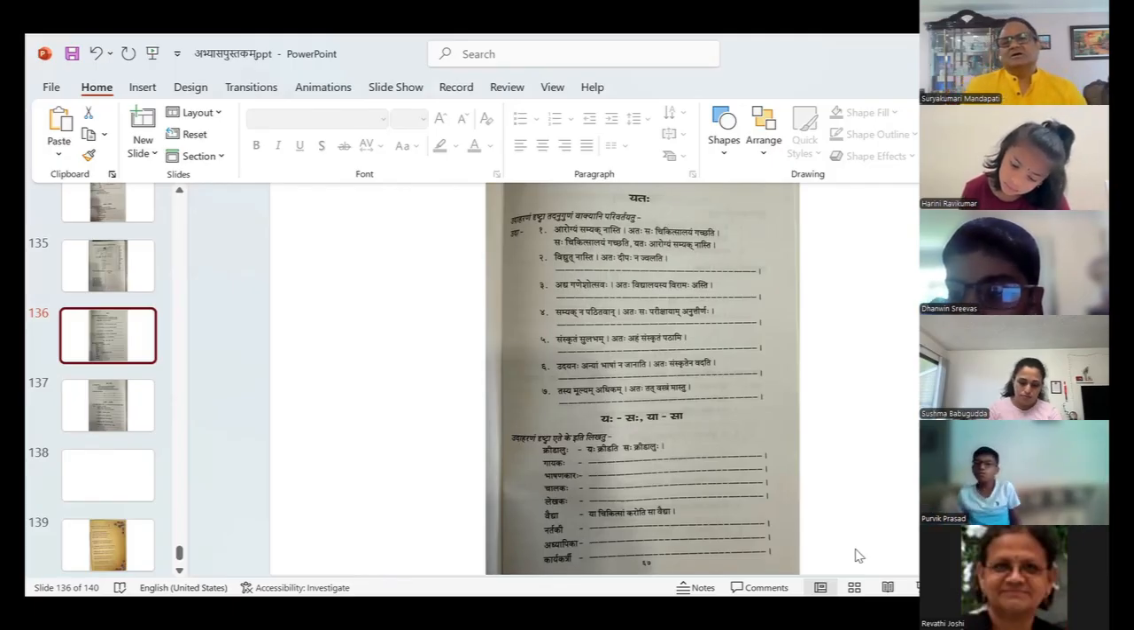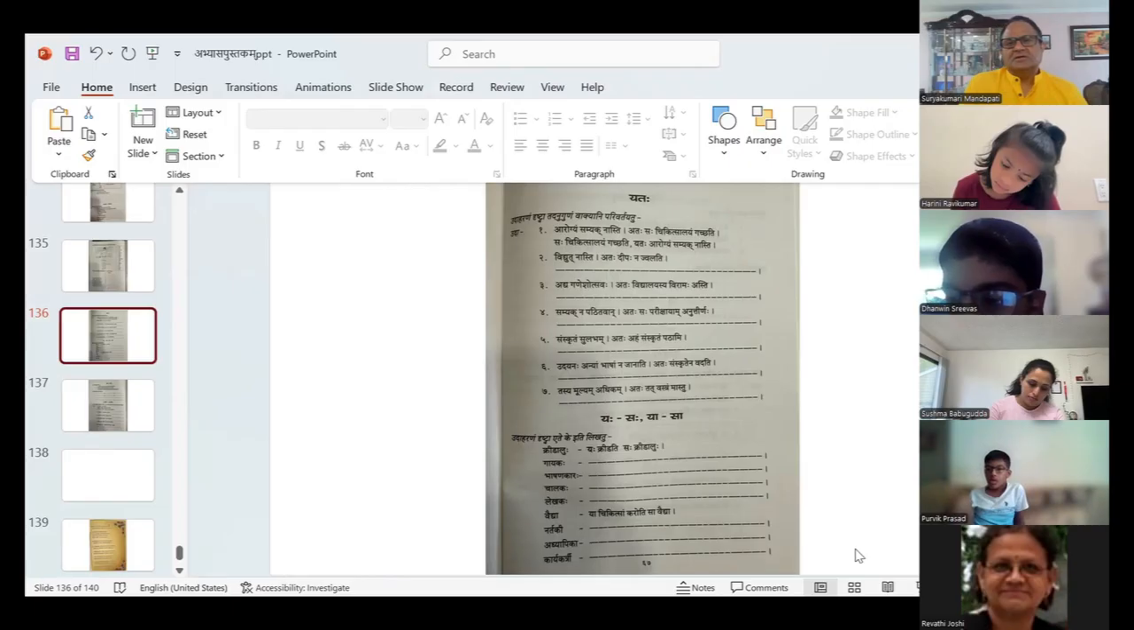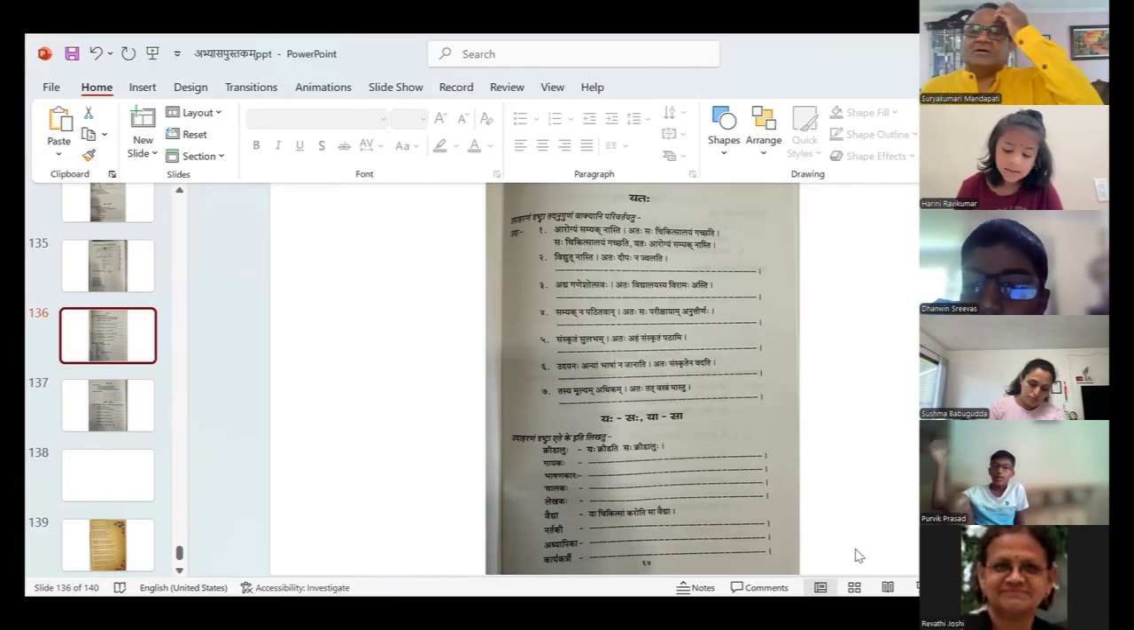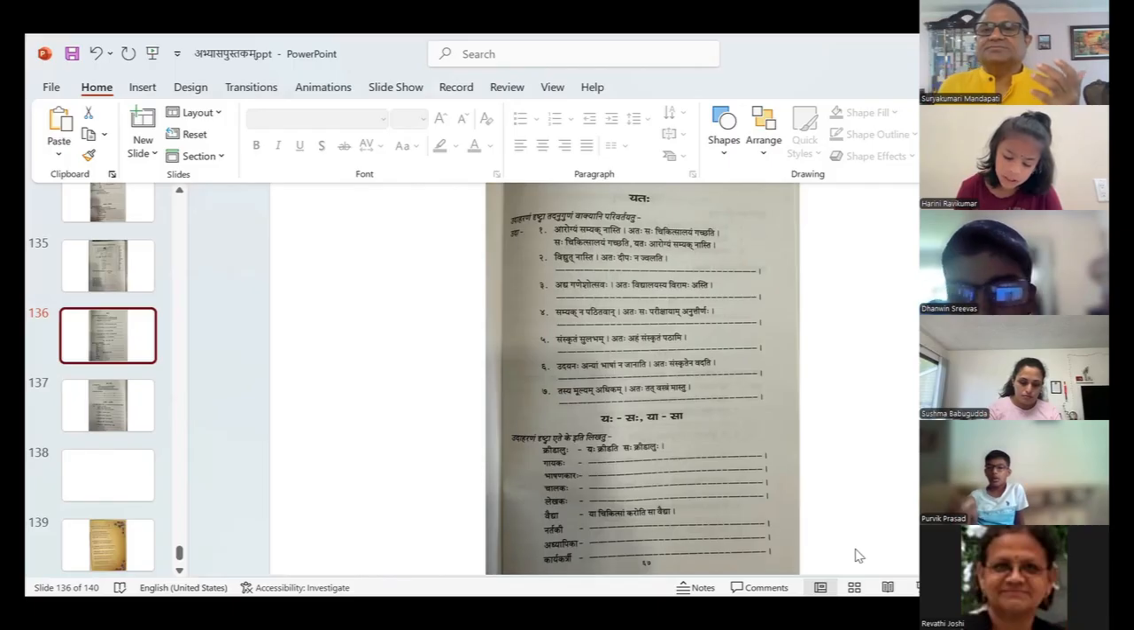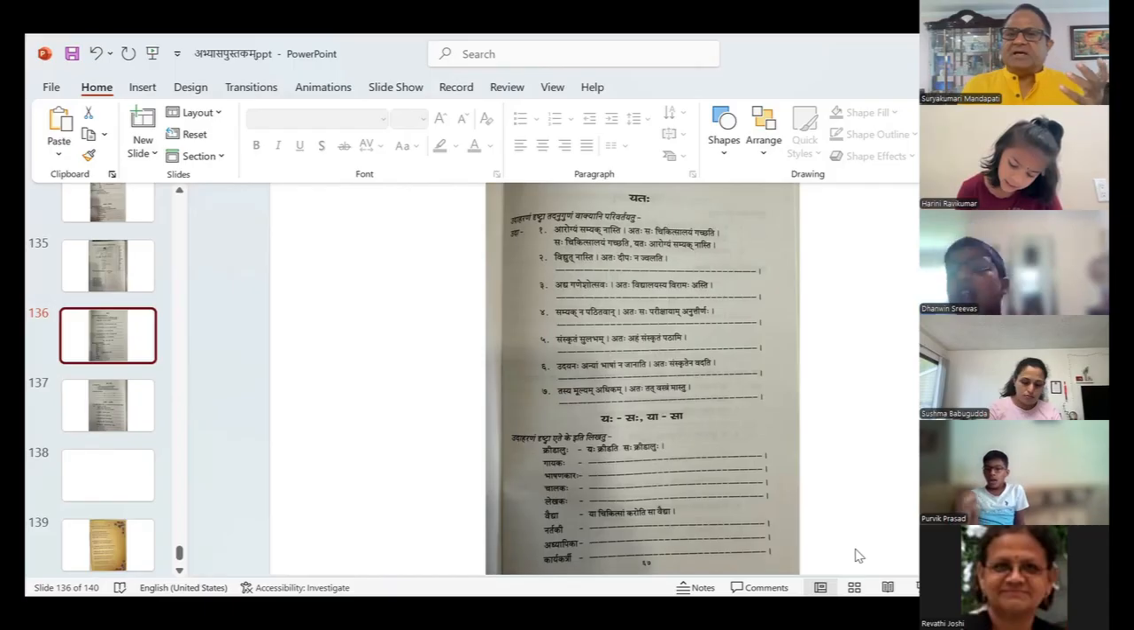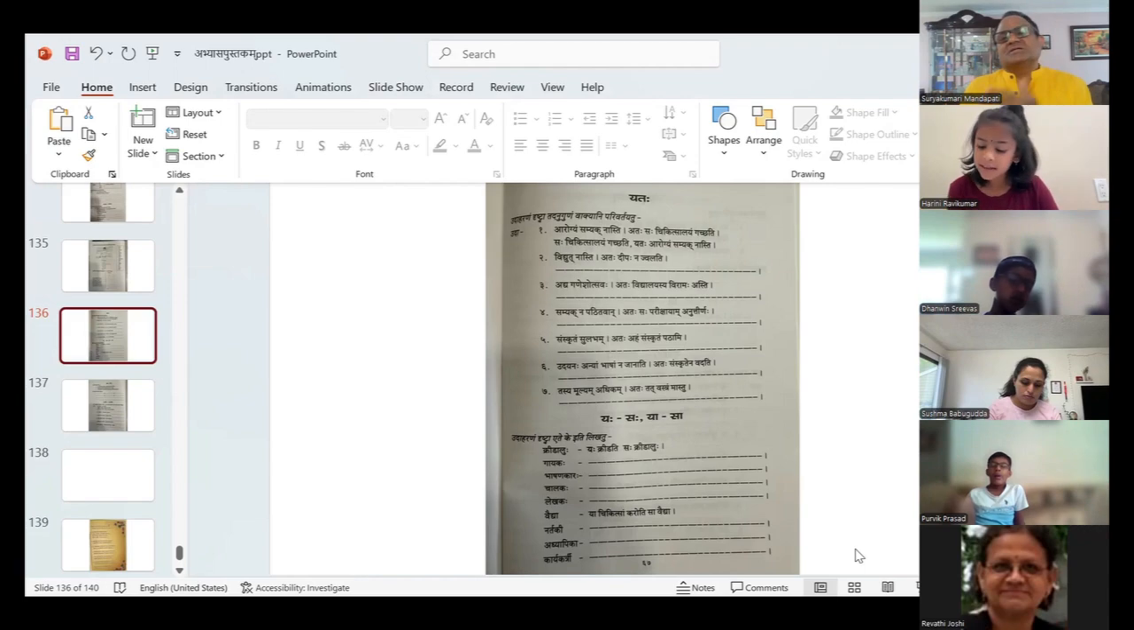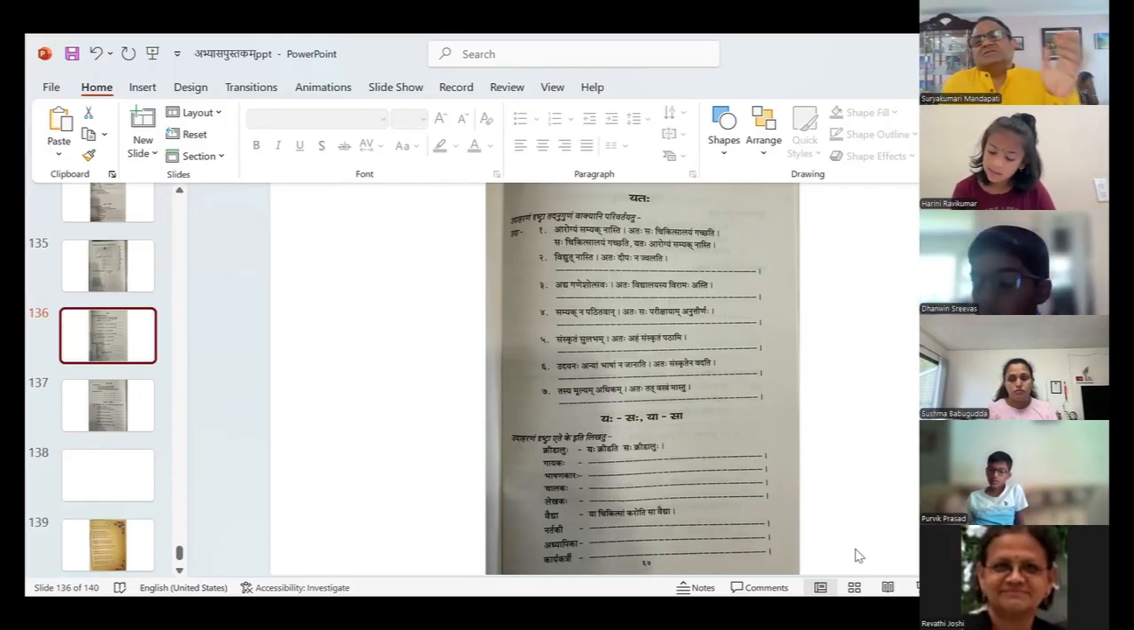So yataha and ataha. Ataha means therefore, because of that reason. Yataha, because. Deepaha na jvalati, light is not on. Yataha vidyut nasti, light is not on because there is no electricity. Vidyut nasti, there is no electricity. Ataha, therefore, deepaha na jvalati.